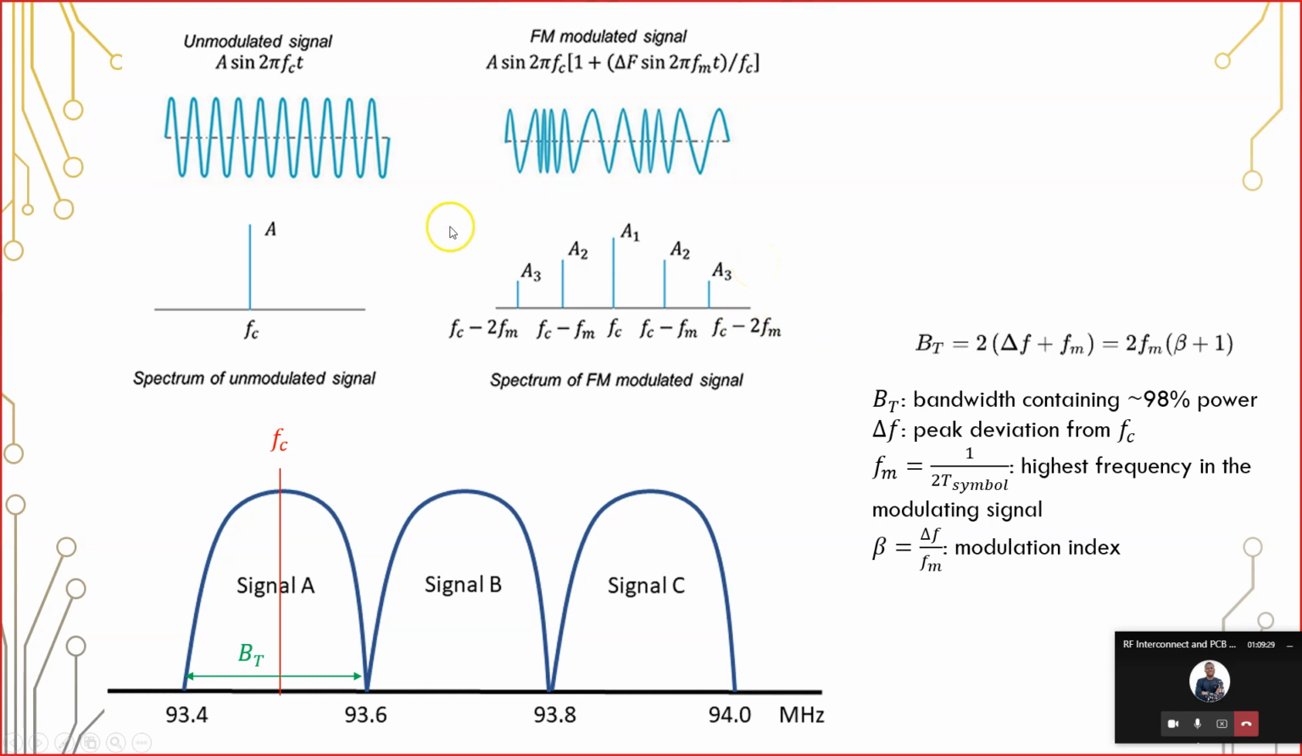So I mentioned before that when we have a signal and we apply modulation to it, that modulation is going to provide the information carried by this signal. When you look at an unmodulated signal in the frequency domain, and this is generally how we analyze RF signals, there's just one peak here in the frequency domain.